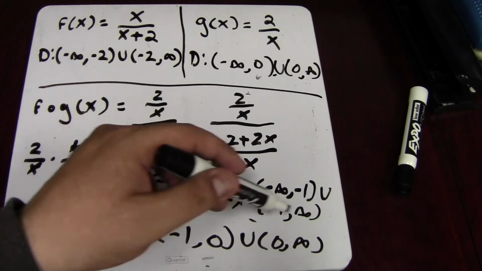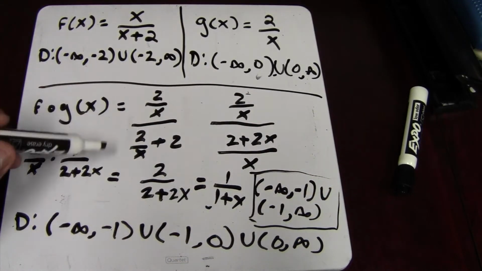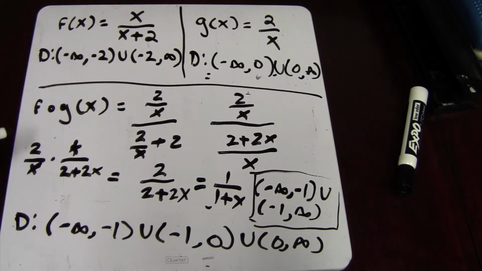Just looking at this, it looks like this would be the domain. However, because of a composite function, we have to look at the domain of the function that we are plugging in to the other function. And I'm putting quotes up when I say it like that.